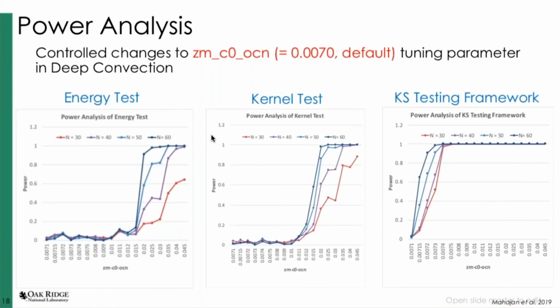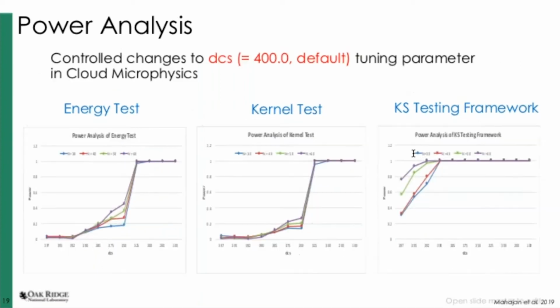And you can see from these plots that the case testing framework has the largest power because it can catch smaller differences with the same ensemble size. For example, the energy test, with 60 ensemble members, can only detect differences going from 0.070 to 0.0025 of the ZMC0 ocean parameter. Similarly, the same thing for the kernel test. So here we say that the case testing framework has more power than the other two tests.